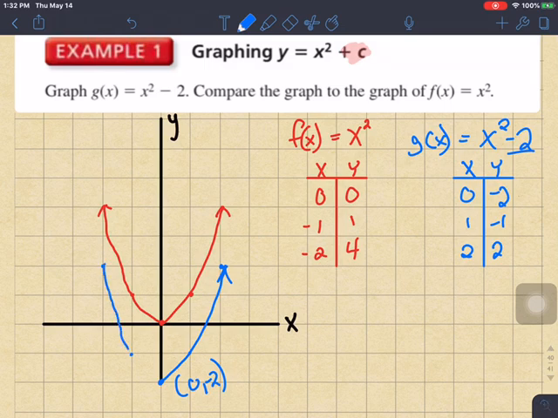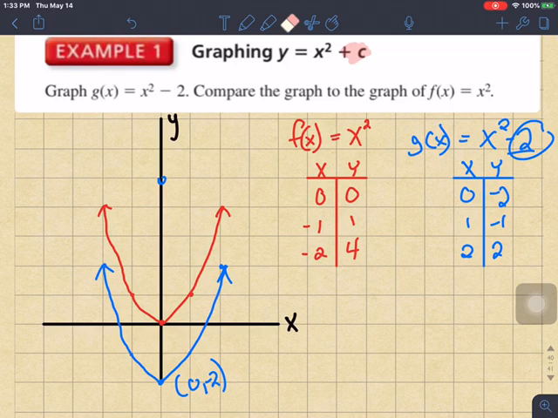And so what effect does that have? What effect does -2 have? It shifts it down 2. And guess what, folks? If it was +2, then it would shift it up 2 and take the vertex there. If it was +3, it would put the vertex there. If it was +5, it would put the vertex there. And so that's all that it does, is shift where the vertex is.